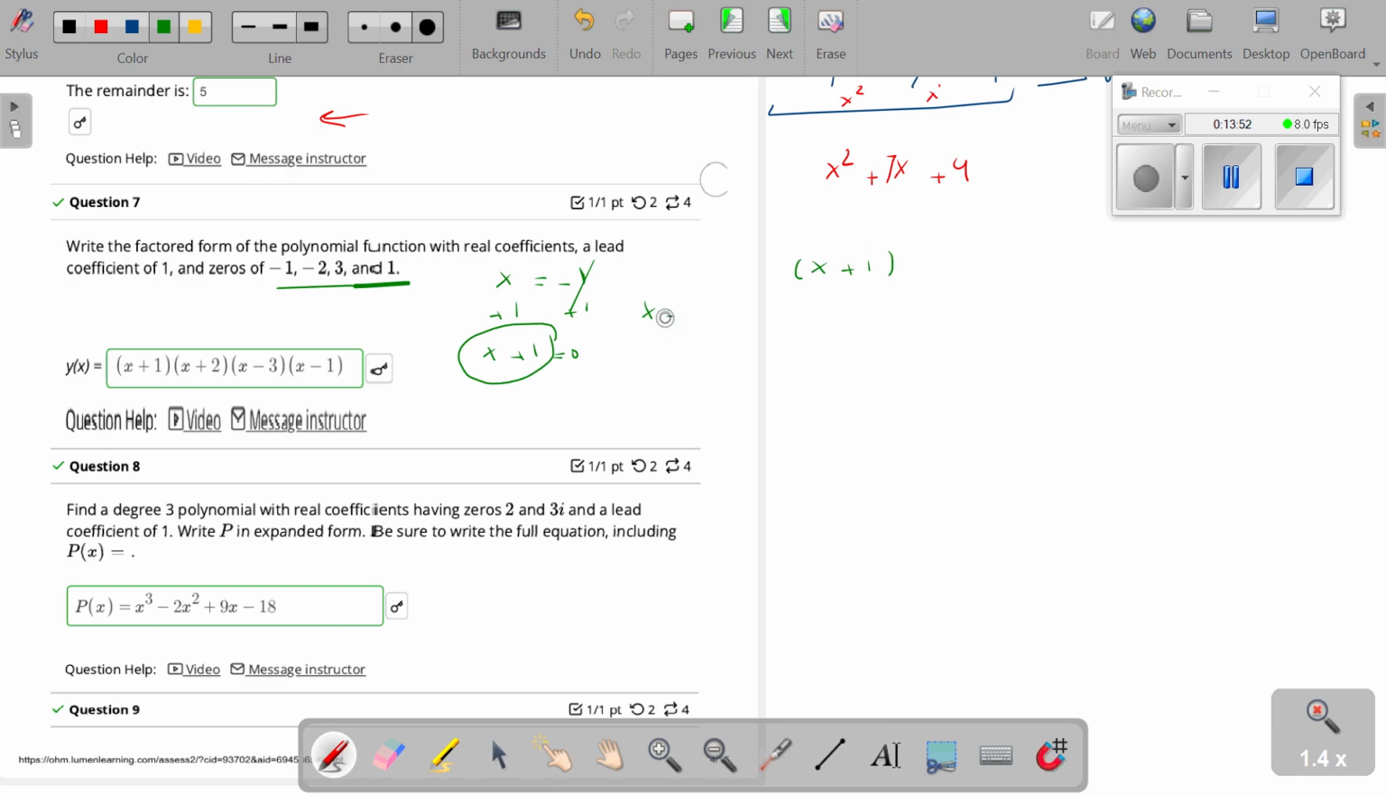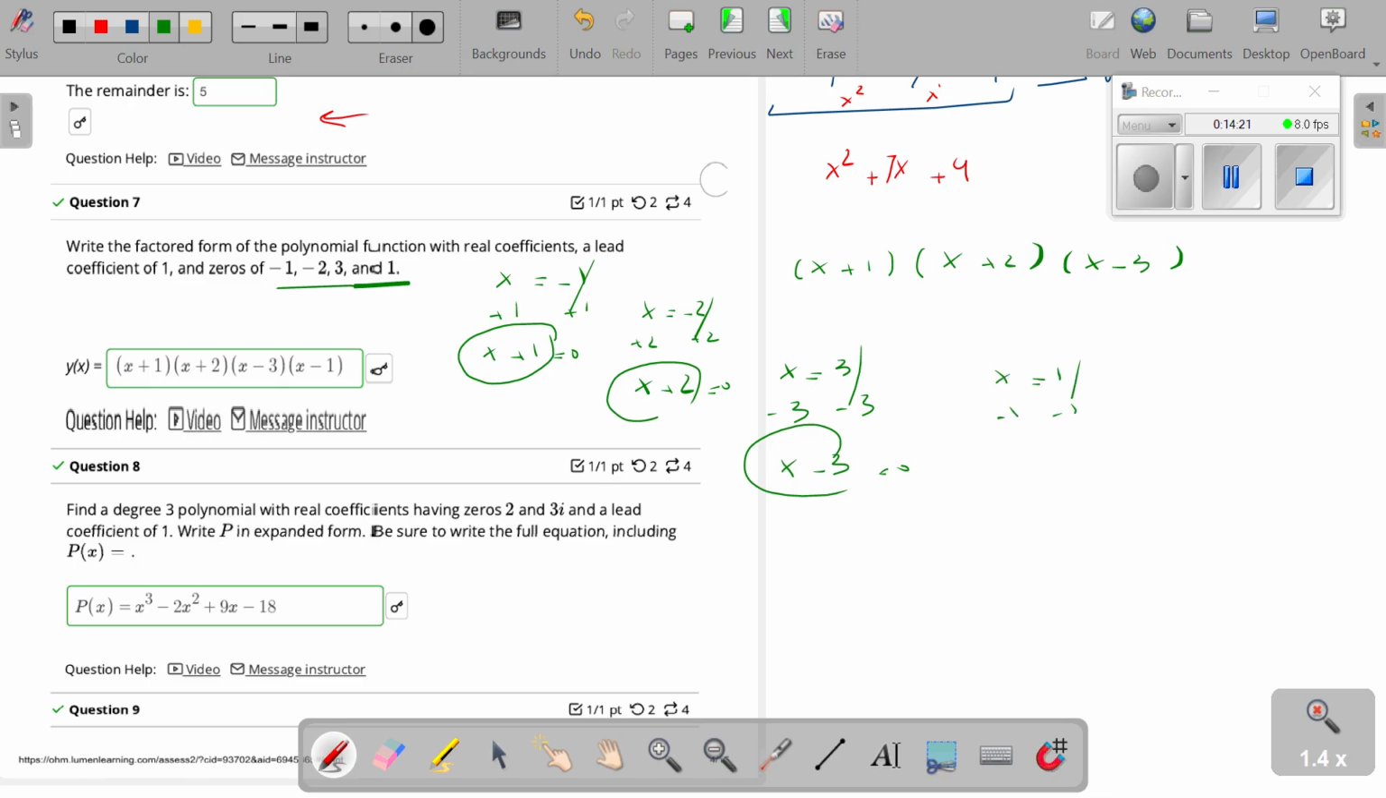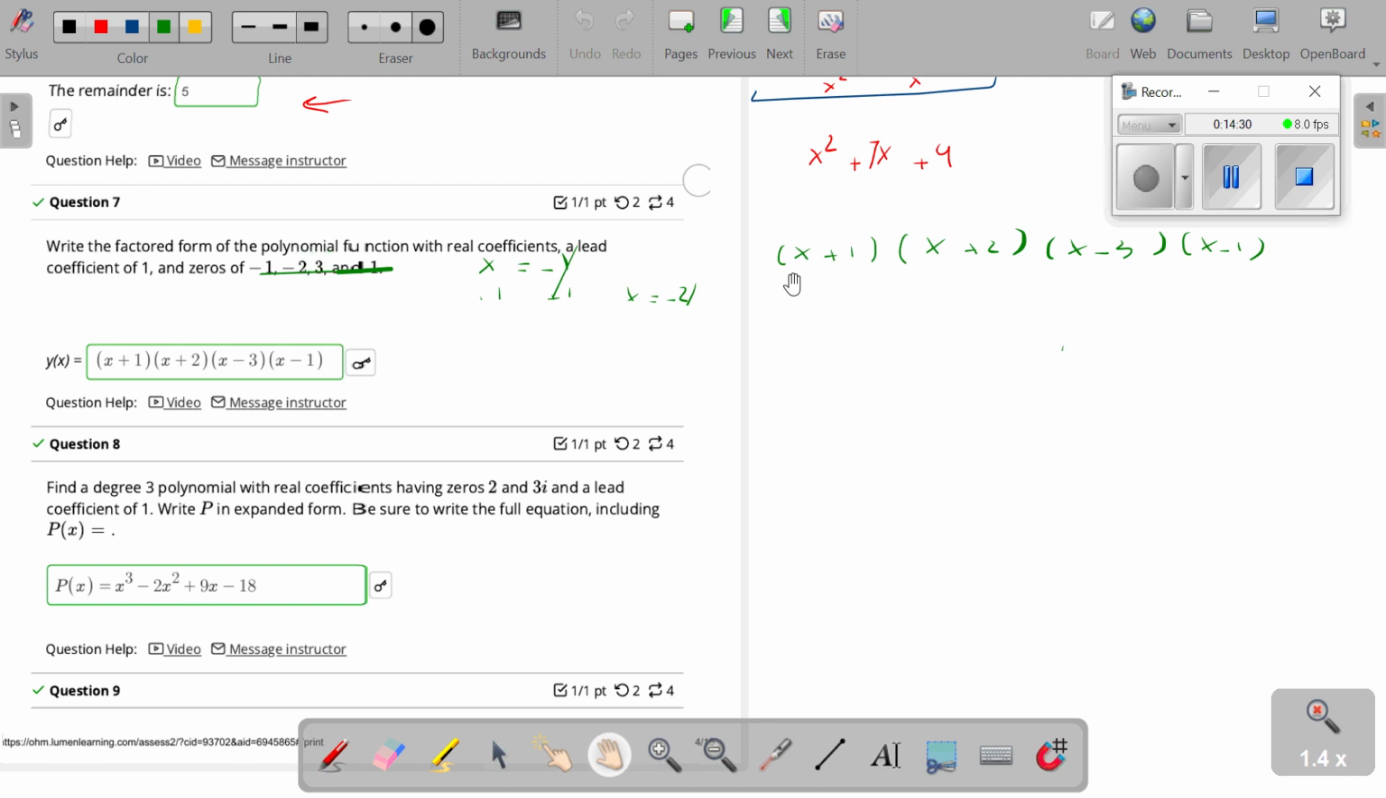The other one, x equal to negative 2. So move negative 2 to the other side. So x plus 2 is the factor that created the next one. So x plus 2. And then 3. X equal to 3 is the zero. The factor that created that was x minus 3. So write x minus 3. And the last one is x equal to 1. Subtract 1 from both sides, and x minus 1 equal to 0. This is the factor that created this zero. So this is the polynomial that we were looking for.